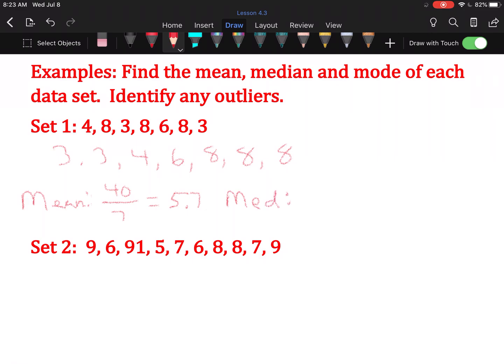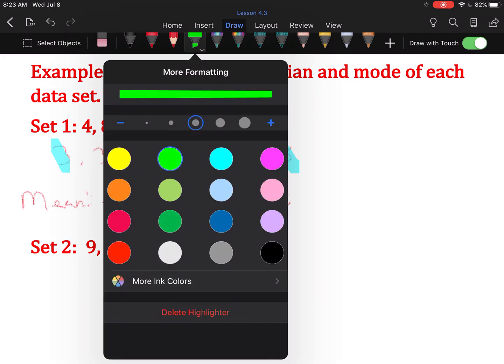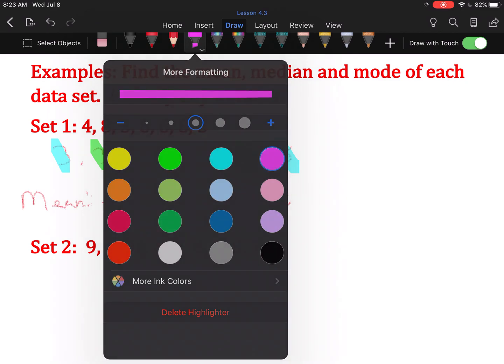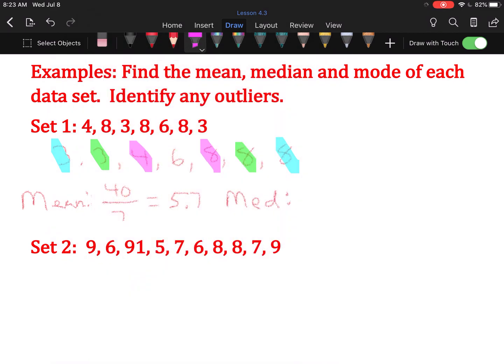Median is the middle. So the way I like to find the middle is I just go, okay, knock off each end, and then work my way in. So knock off each number that's now on the end. Now go knock off each number that's now on the end, and the number in the middle is 6. The mode is the number or numbers that appear most often. For this set, 8 appears 3 times, which makes it the mode.